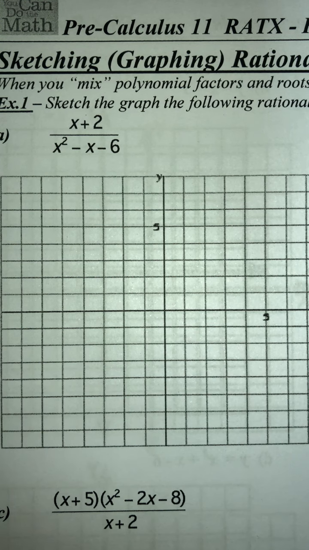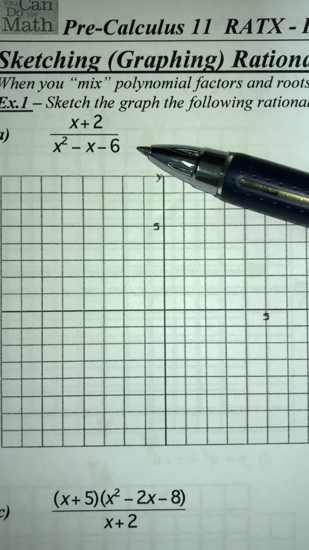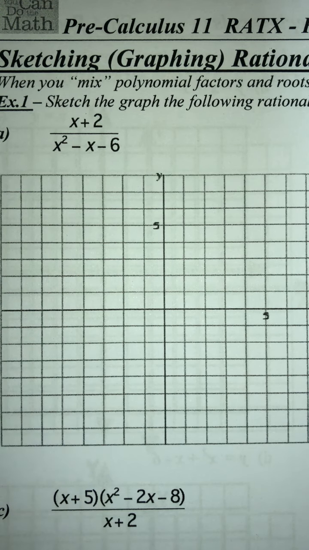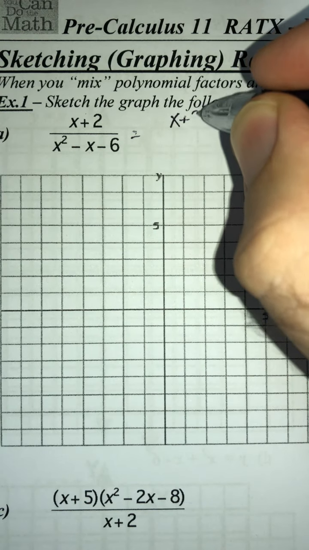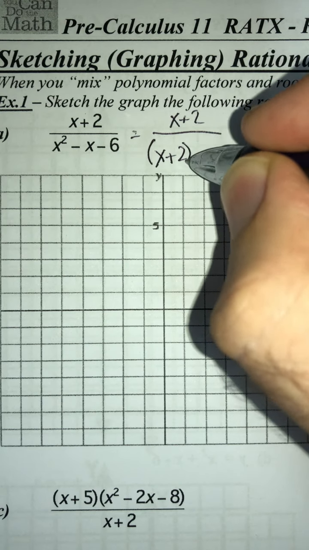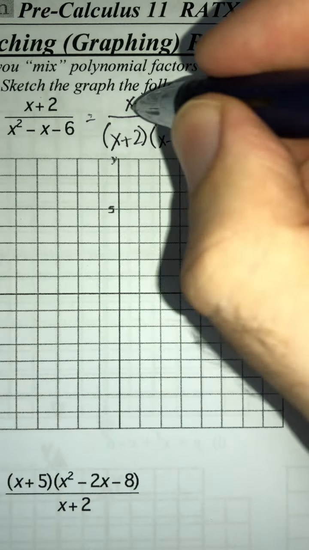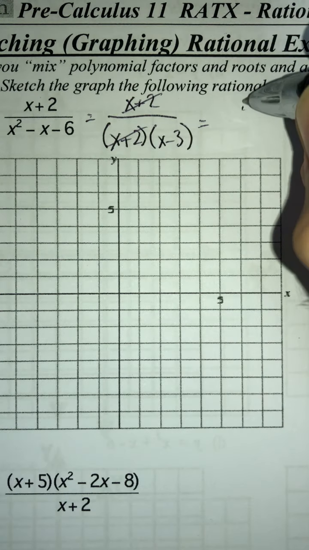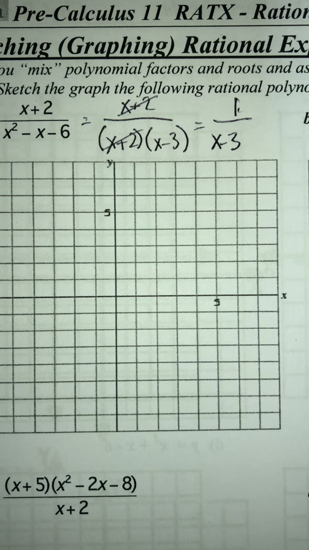So first thing we need to do, we've got an expression like this, and we need to factor what's on the bottom. So if we do this, the top stays the same. If we factor the bottom, we get x plus 2, x minus 3. So you'll notice here we can cancel out the x plus 2. Not too bad. We get 1 over x minus 3. So here's our expression. This is what we're going to graph.